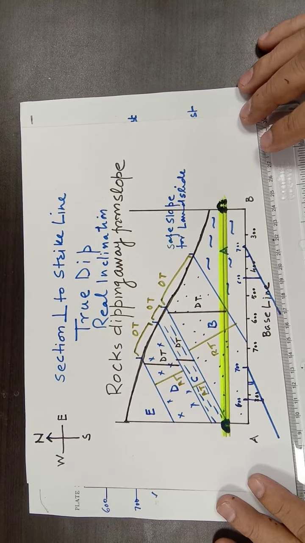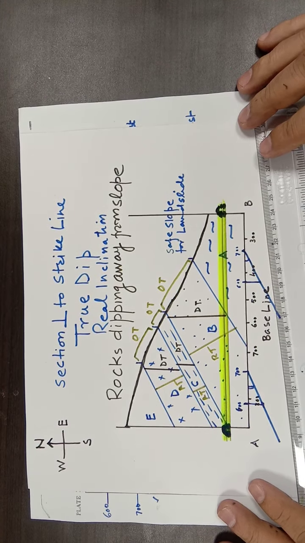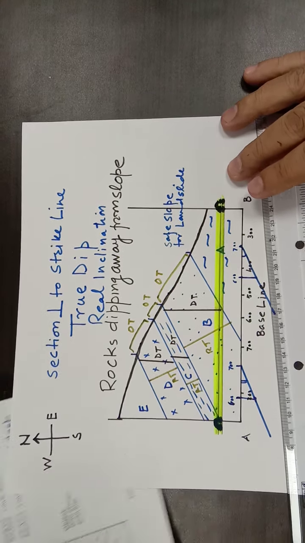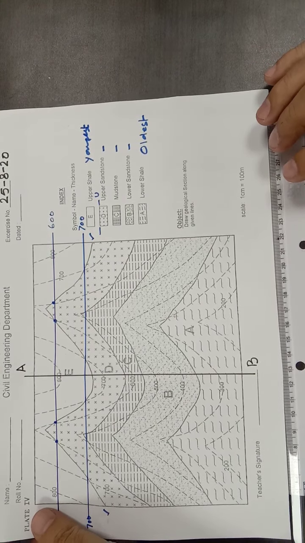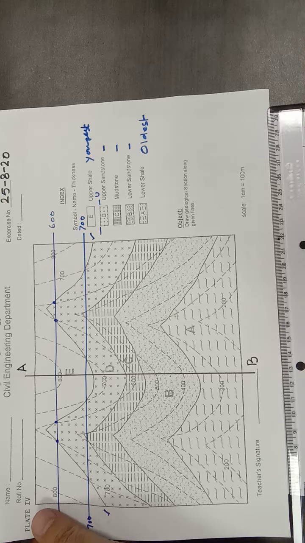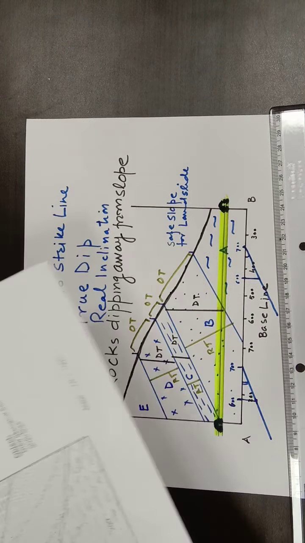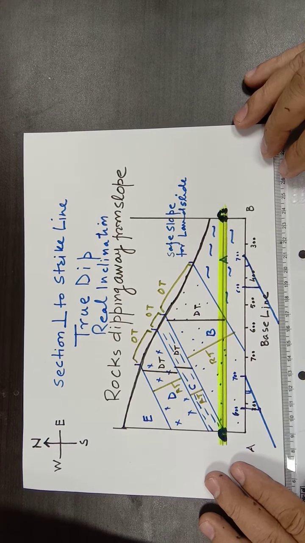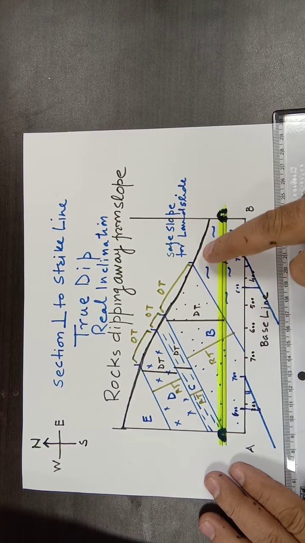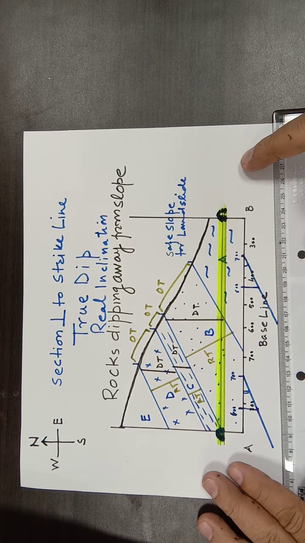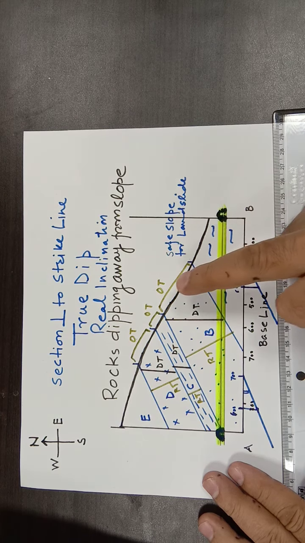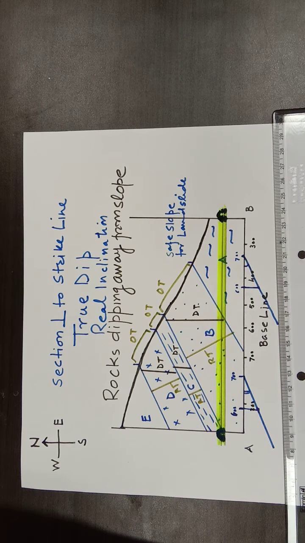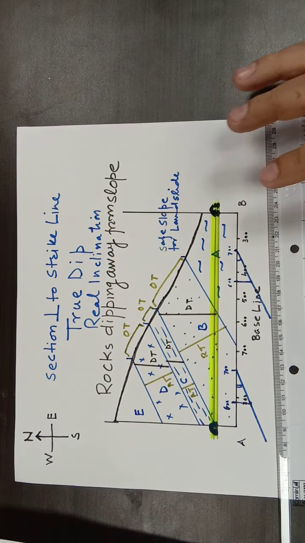Okay, welcome back again. I have just shown you the solution of the section AB, which was perpendicular to the strike lines. Now I have got another section to solve, but before solving that section, I would like to tell you that the profile, the ground is inclined towards east. The slope is inclined towards east and rocks are dipping towards west. So rocks are dipping away from the slope. This is a very good situation or condition.